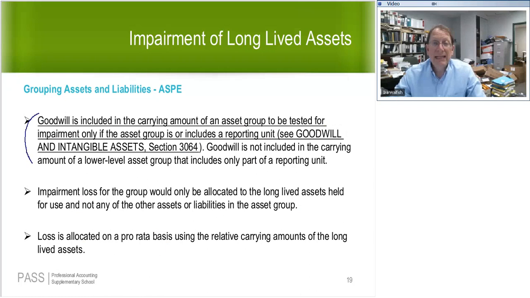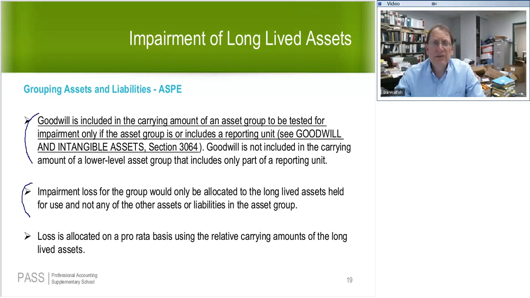Okay. But that's only if the asset group is or includes a reporting unit. I'm not getting into that really right now, but that's only if it includes a reporting unit. Once again, not a big deal. I think they would tell you. Okay. But, major but, you're going to include other assets in the group, but you're not writing down the other assets.